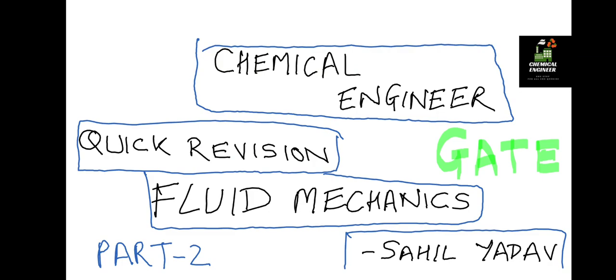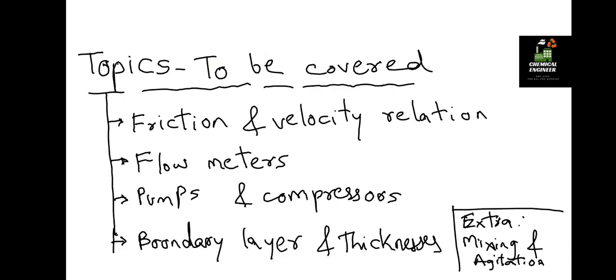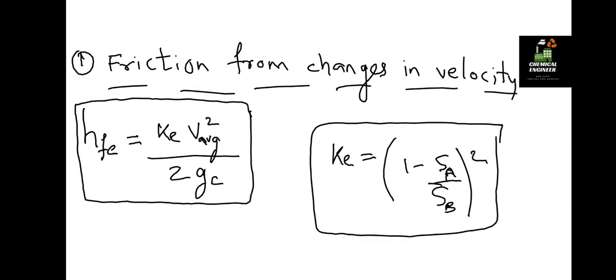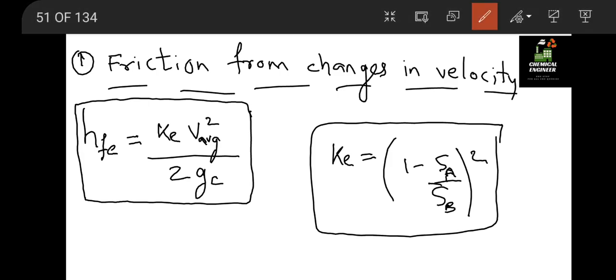Okay, so let us start part 2 of quick revision. In the previous video we have covered various topics. The topics remaining, which will be covered in this video, are friction and velocity relation. Then we will cover flow meters, different types of flow meters, and their governing equations. Then we will cover pumps and compressors, in which we will see some basic equations, 3 to 5 equations. Then we will see boundary layer and thicknesses, in which we will study laminar and turbulent flow as well, and extra we will study mixing and agitation. Okay, so starting from the friction and its changes with velocity.